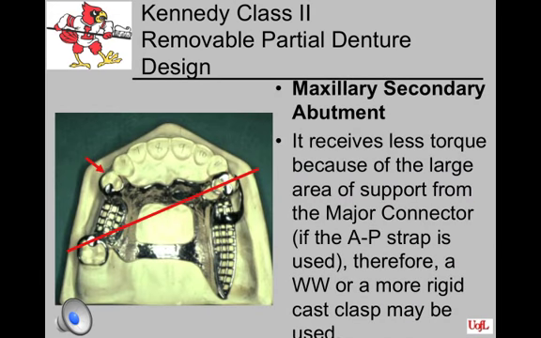In this example, we have an anterior secondary abutment, but we have put a cast circumferential clasp on it instead of a wrought wire. The reasoning behind that is this. The maxillary arch secondary abutment does not get as much torque as the mandibular because of the large amount of support the major connector provides by its extensive contact with the palate, and the palate does not resorb, so there are less torque forces exerted on the abutment.